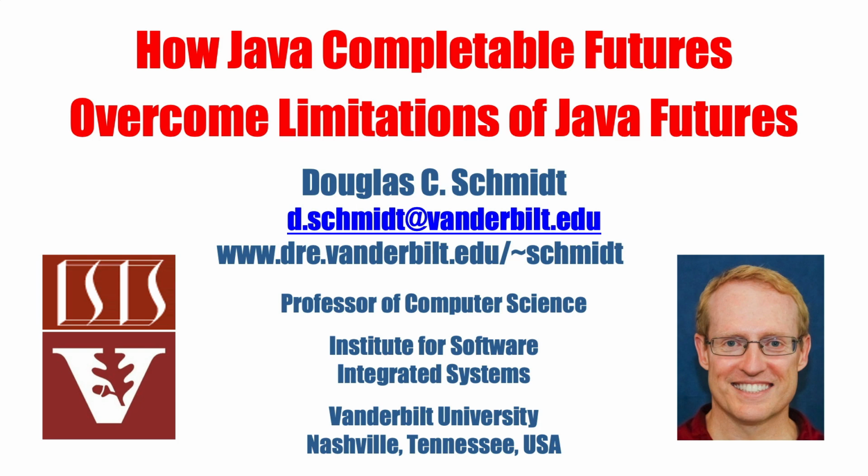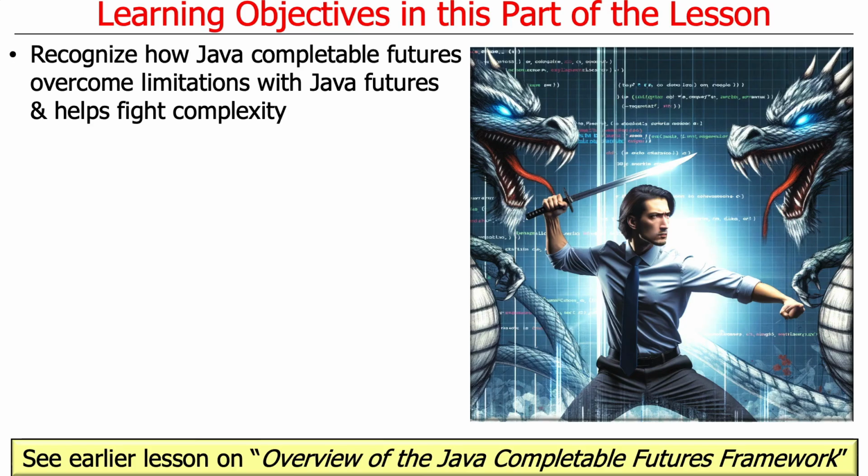So we're now going to talk about how Java completable futures help to overcome the limitations with Java futures. We talked briefly about completable futures when I introduced the concept of reactive programming, and we talked about the reactive model with responsiveness, resilience, elasticity, and message passing, message-driven behaviors. Now we're going to go into more detail, but this is still just kind of making that transition. So we're going to talk about how completable futures overcome the limitations with Java futures and help to fight complexity.